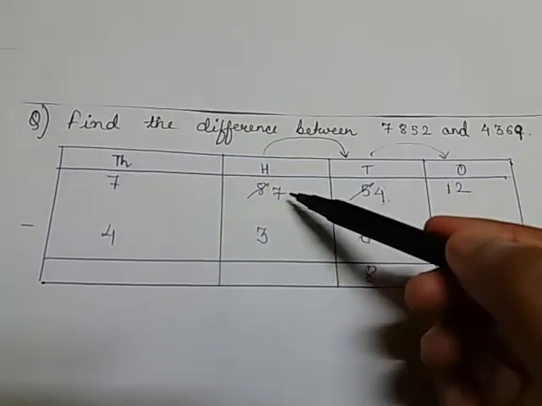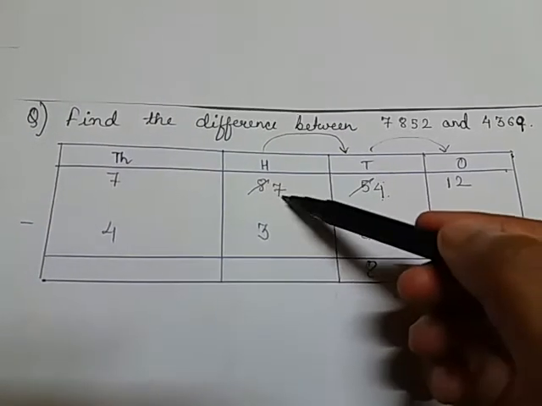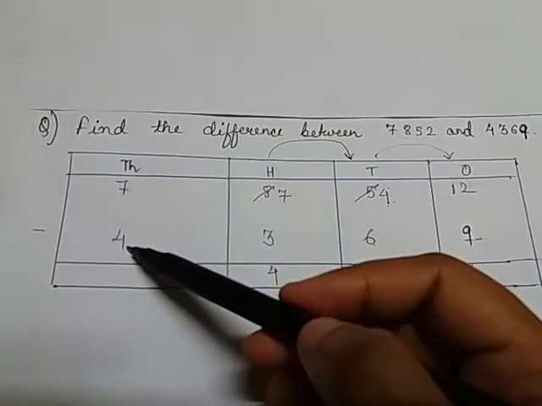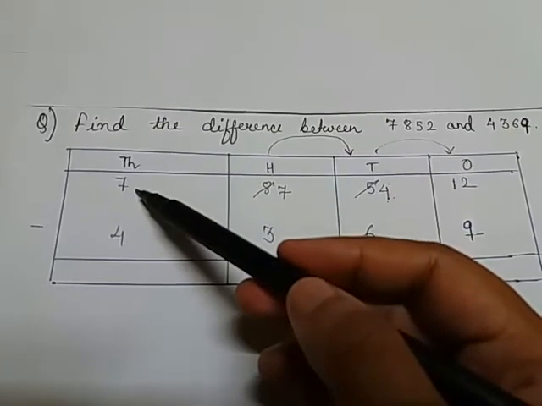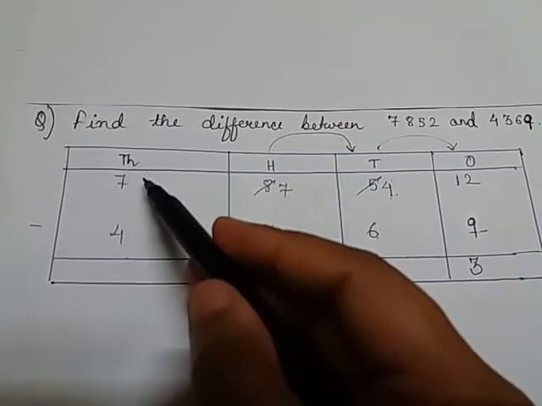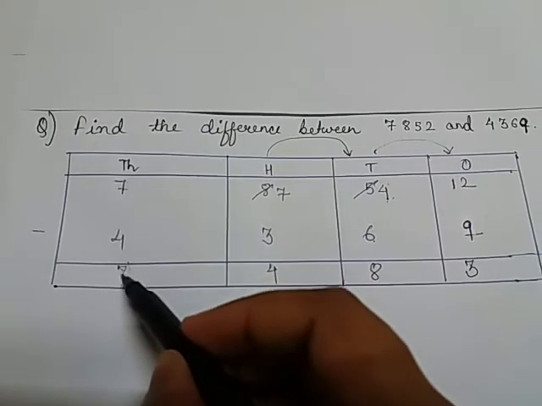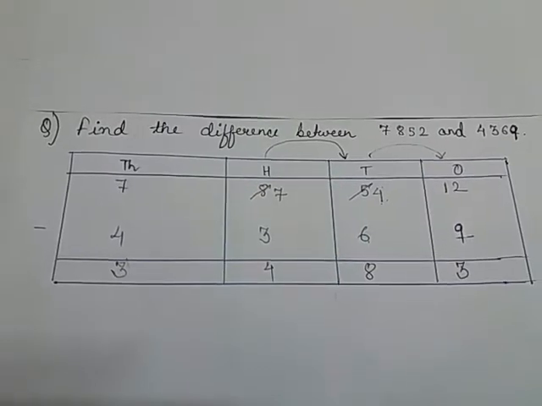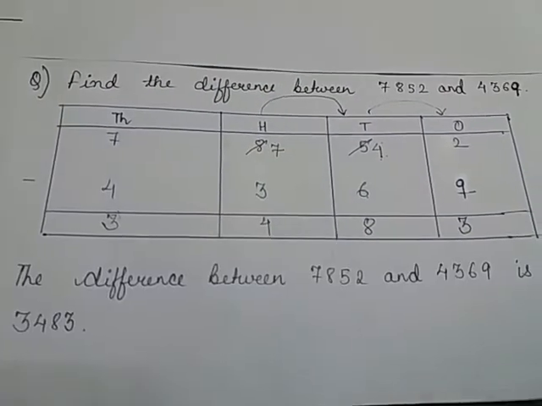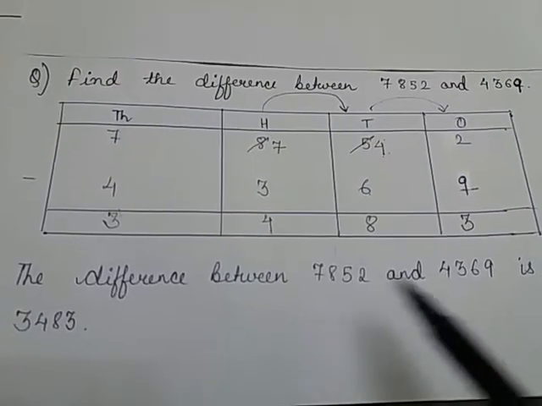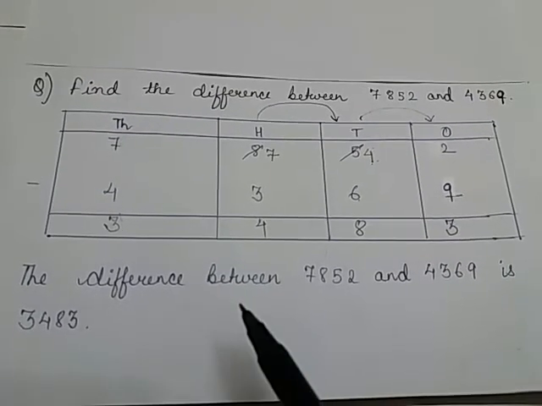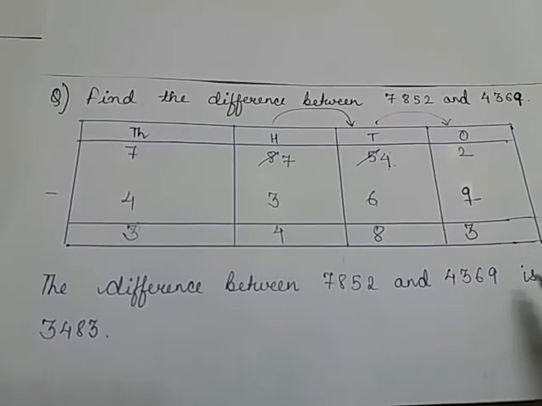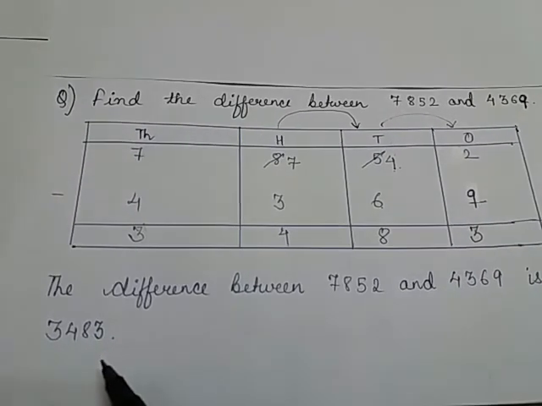Right? Now I can easily subtract 3 from 7, which is 4. And 4 we can subtract from 7. So after subtracting 4 from 7, we get 3. So the answer is 3483. This is how we will write after solving this. That is, the difference between 7852 and 4369 is 3483.